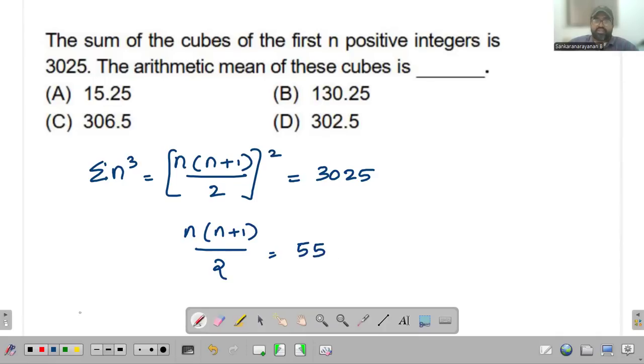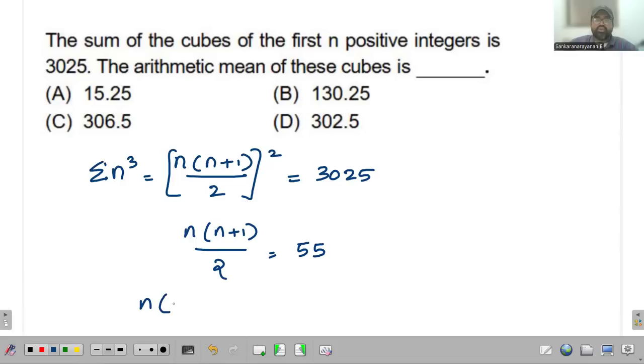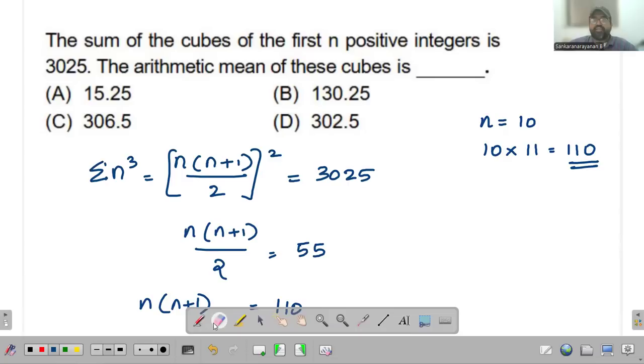So this fetches the result n into n plus 1 equal to 55 into 2, which is 110. The product of two consecutive numbers is 110. A little bit of observation will help you understand that n is equal to 10, so 10 into 10 plus 1, which is 11, gives 110. With a little observation and mathematical skill, you can say that the number of observations is equal to 10 here. Now, the entire question changes tone.